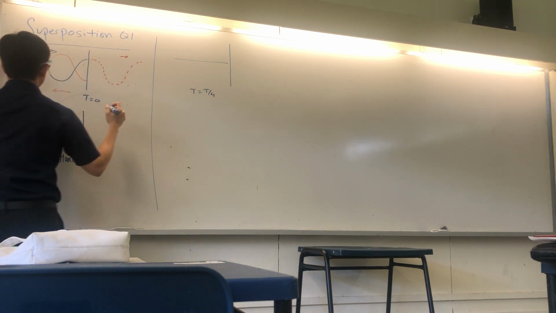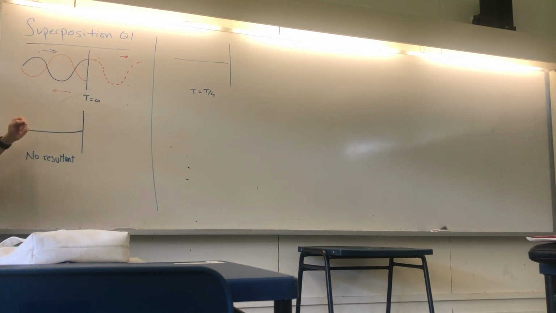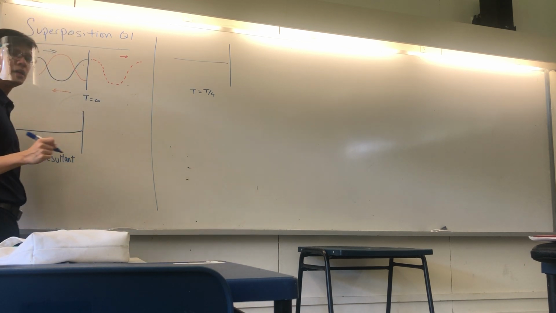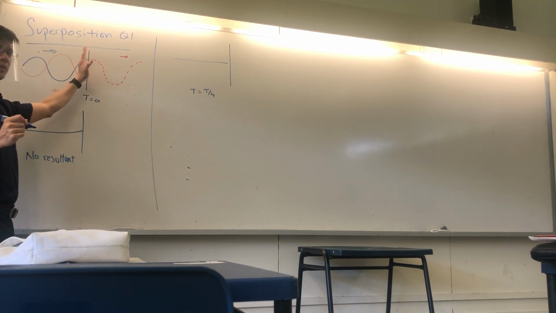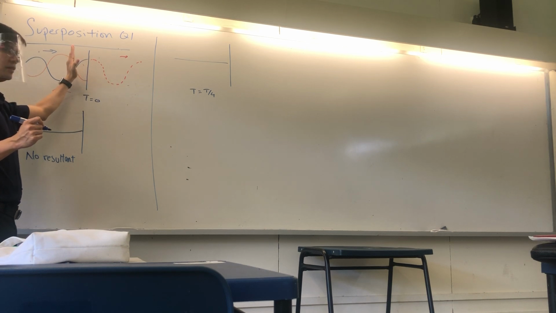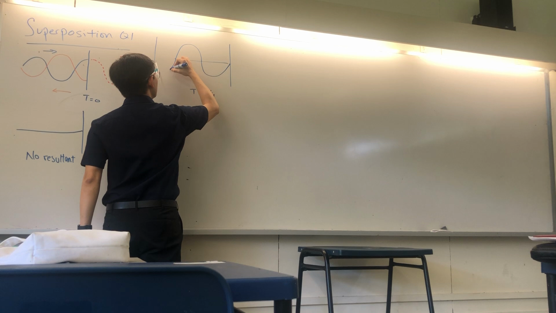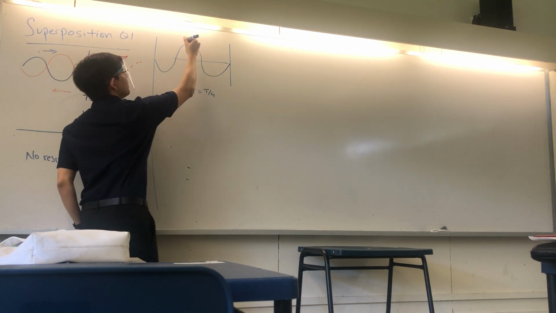If this wave looks like this, what will the wave look like a quarter cycle later for the incoming wave? It will stop where? Stop here? A quarter, yeah. Okay. So it will look like this, right? Yeah. This is the incoming wave.